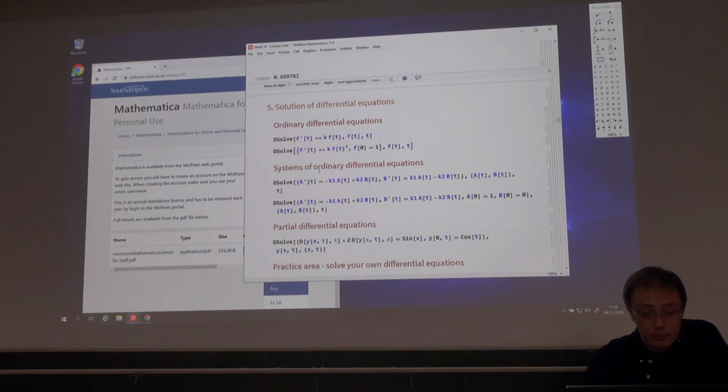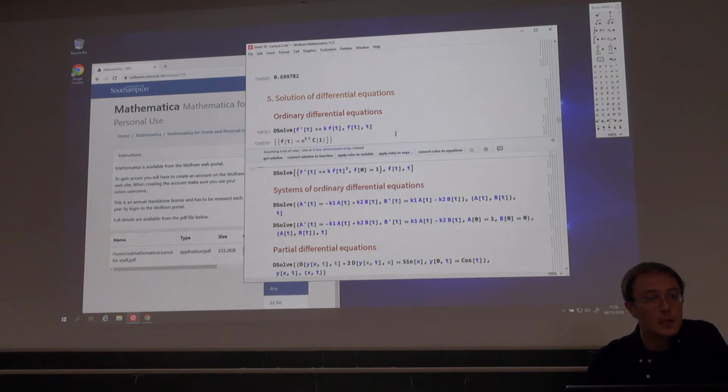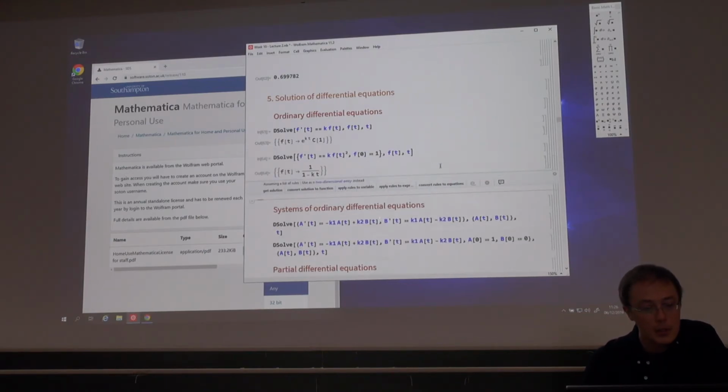Differential equations. DSolve f prime of t equals k f of t, standard chemical kinetics. That's your exponential with a constant because we are asking for a general solution. If we want a particular solution, we tell it, okay, f at 0 is equal to 1. Notice the double equal sign, in which case a particular solution will be returned. In this case, of second order chemical kinetics. You have seen this many times.